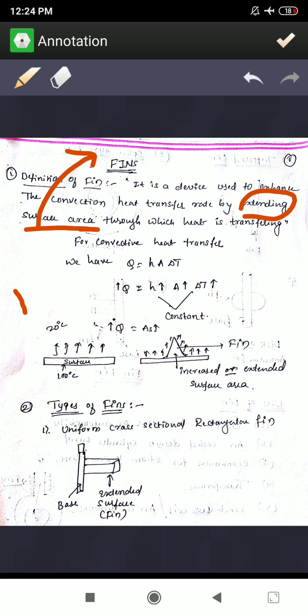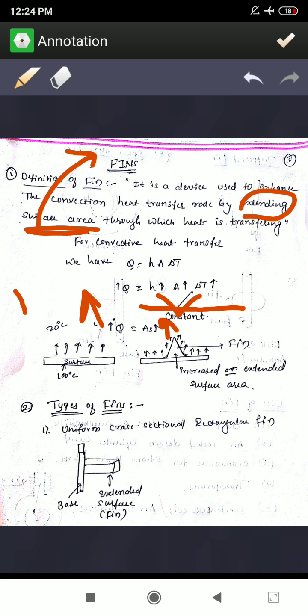So in order to increase the Q value, that is the rate of heat transfer, out of these three one must be increased, that is H, A or delta T. We know that H is constant and delta T is also constant, take it as a constant. So the only possible way to increase the rate of heat transfer through convection is by increasing the surface area. That's what the definition says, extending surface area.